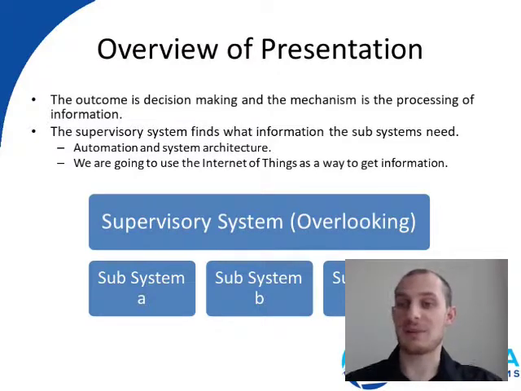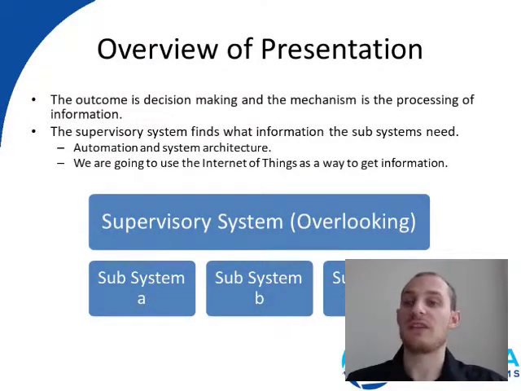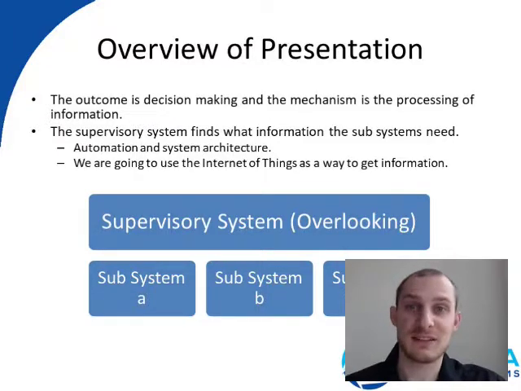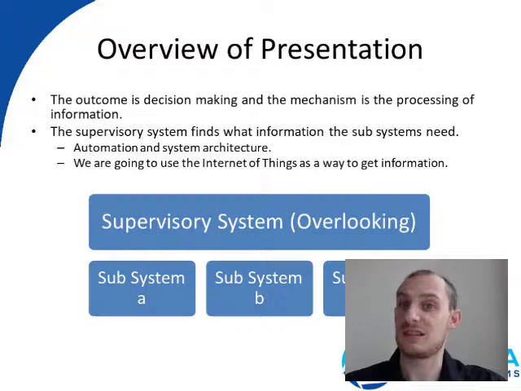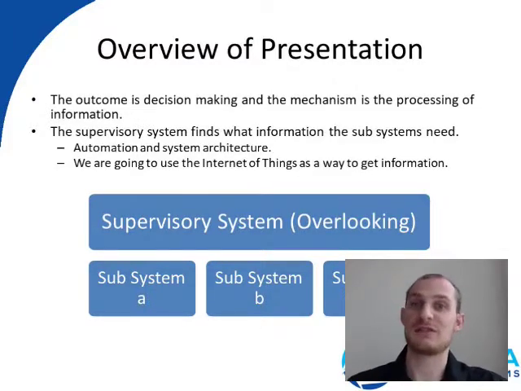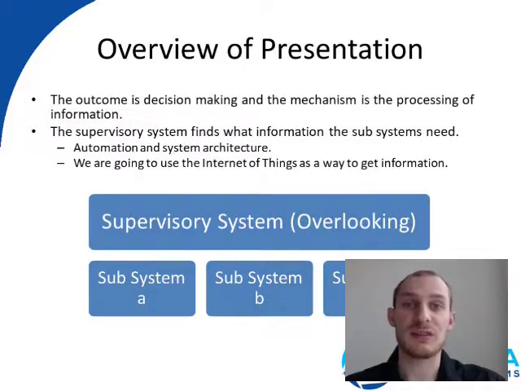So from the diagram that we can see below, we are going to be the supervisory system or the overlooking system, looking at all the different subsystems. So we may have many systems below us. Each of these systems are going to be making decisions and they're going to need information. And we're going to be making different decisions on how we need these systems to work, and we're going to try and get information from those systems. So I guess automation is really what we're looking to achieve, and we're going to be using a lot of system architectures.